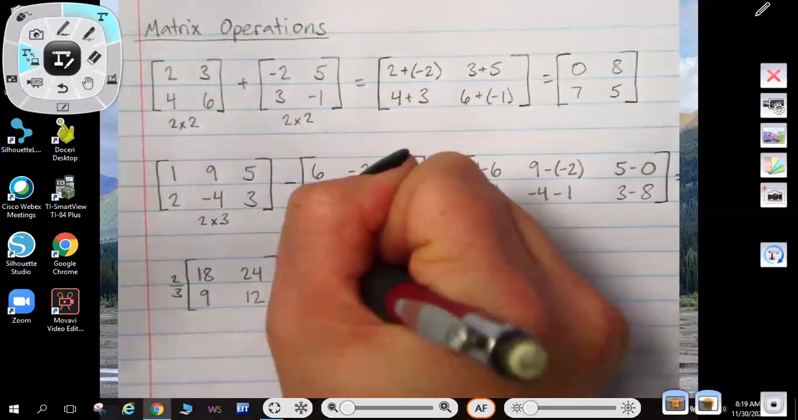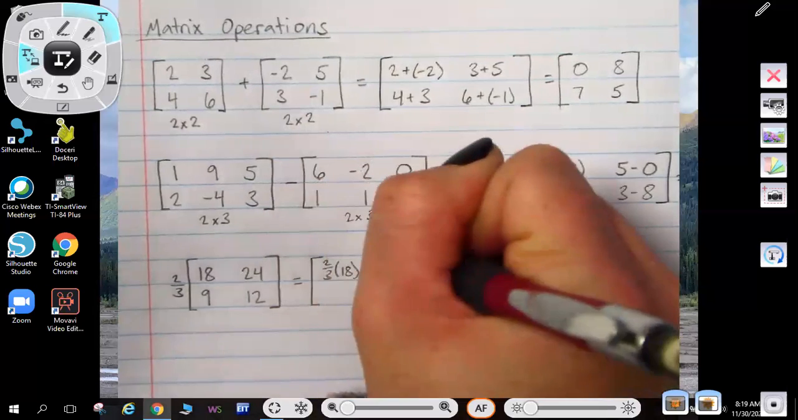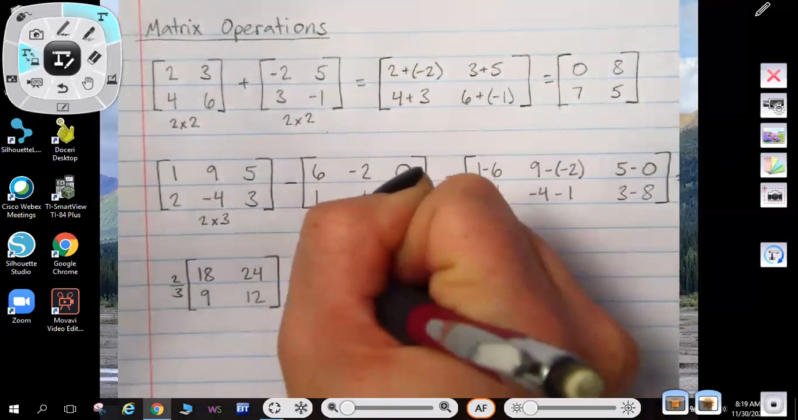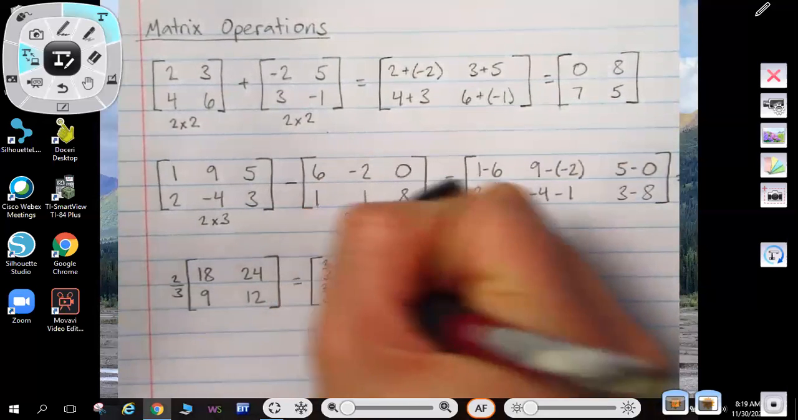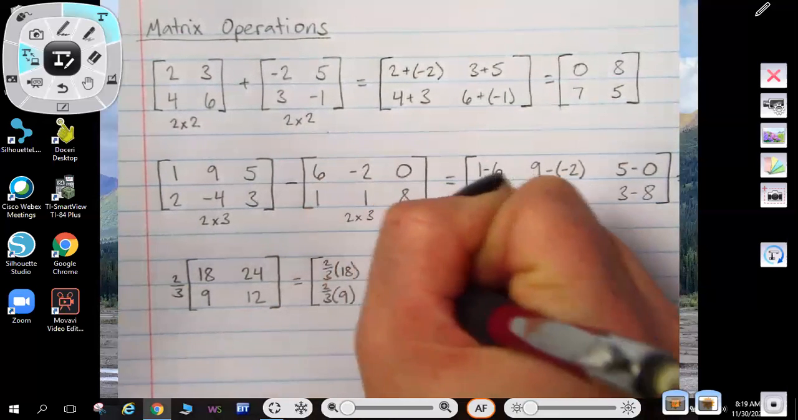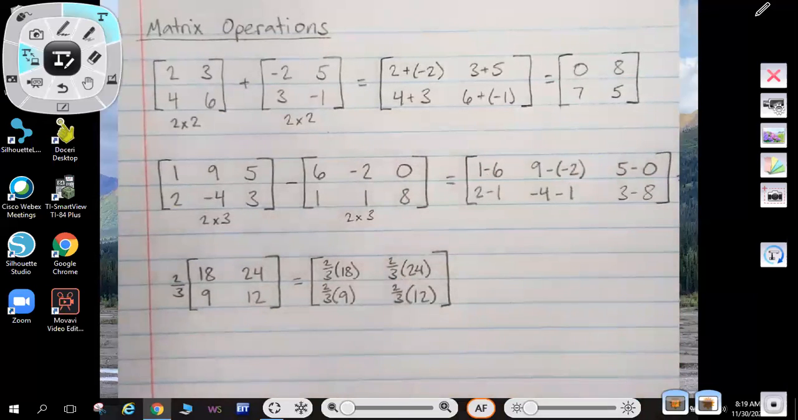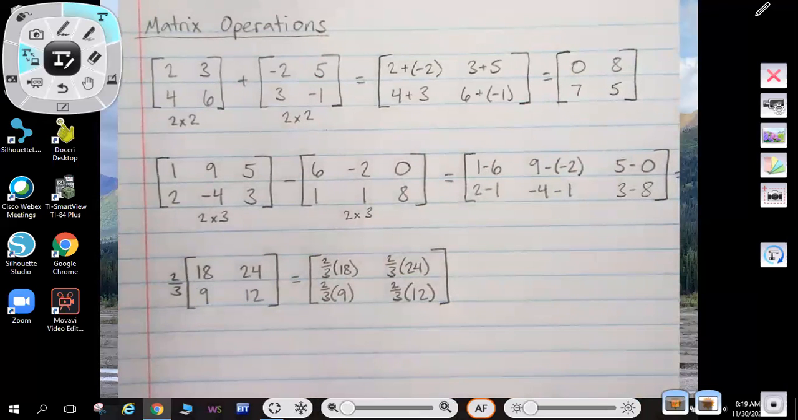So this becomes 2/3 times 18, 2/3 times 24, 2/3 times 9, and 2/3 times 12. So each number in the matrix gets multiplied by whatever number's on the outside.